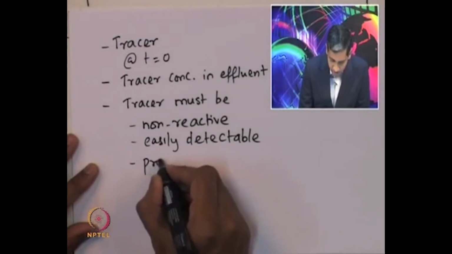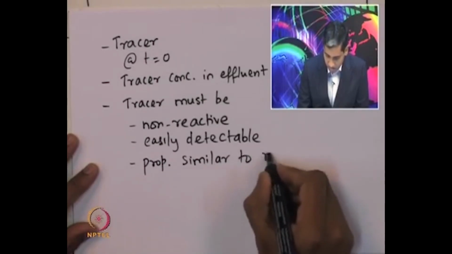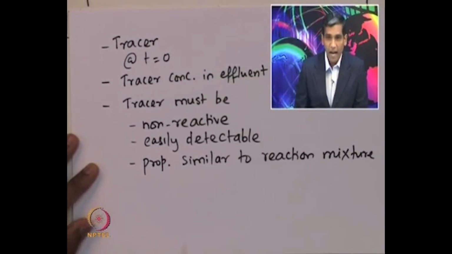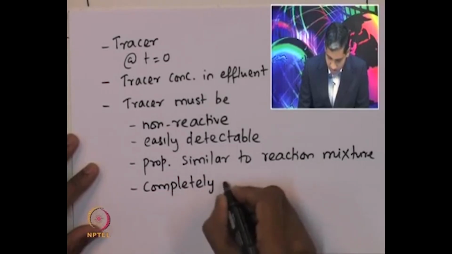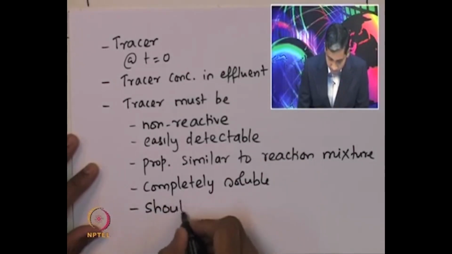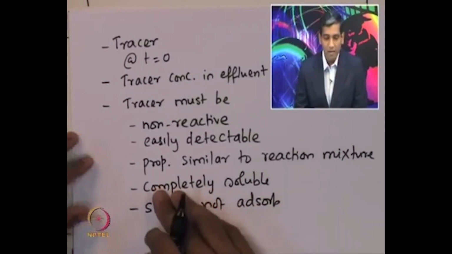And then the properties of the tracer must be similar to that of the reaction mixture, otherwise it reflects a different behavior. So, in order to capture the non-ideal behavior of the reactor, the properties must be similar, for example, viscosity, etc. And then it has to be completely soluble in the reaction mixture, and it should not adsorb onto the reactor walls, otherwise some of the tracer is consumed, and so it does not reflect the non-ideal behavior completely. So, now the question is, how do we measure the residence time distribution?